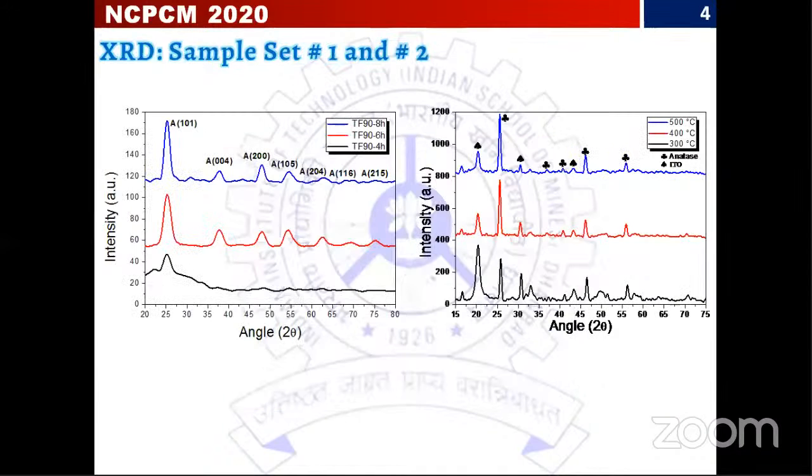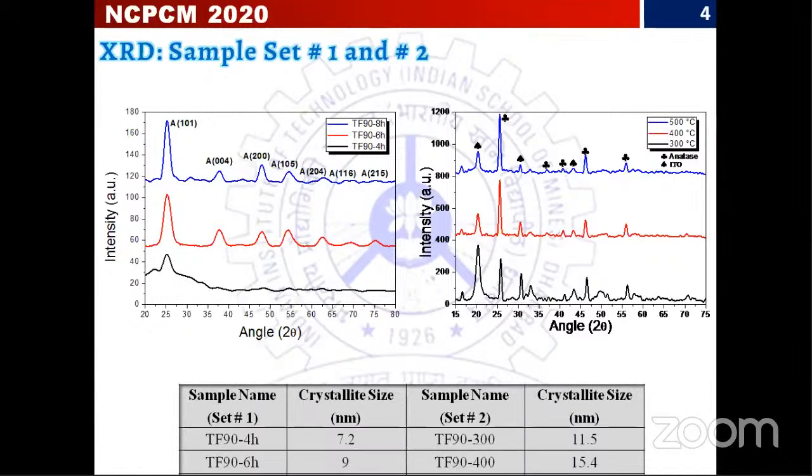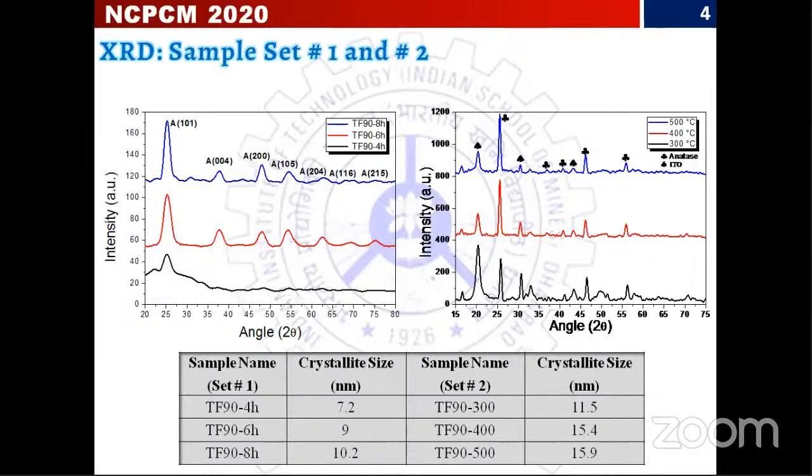First, we have done XRD. For all the samples, the phase was simply anatase phase. No other phase was found in the samples. From the XRD data, we determined the crystallite size using the Williamson-Hall plot, and the crystallite sizes were very small, from 7 nanometer to a maximum of 16 nanometer. As we can see in this table, as we increase the annealing time or annealing temperature, the crystallite size is increasing.